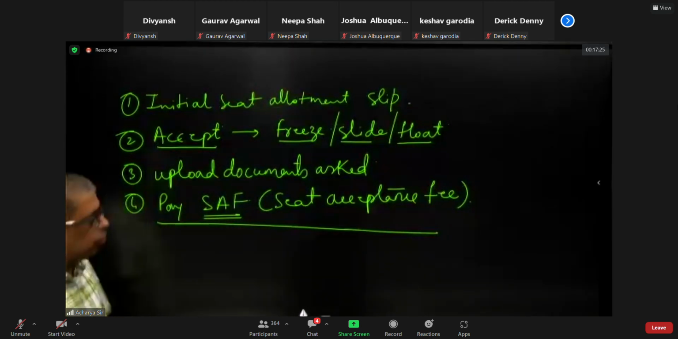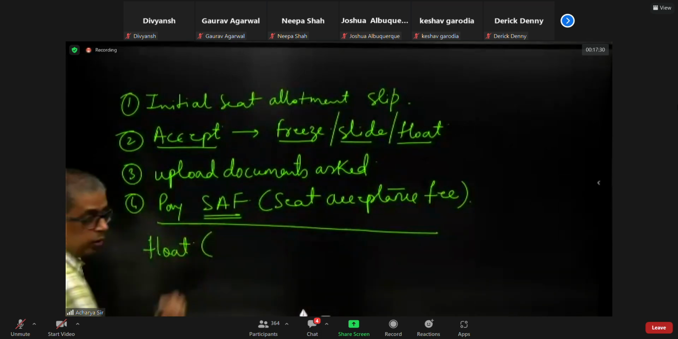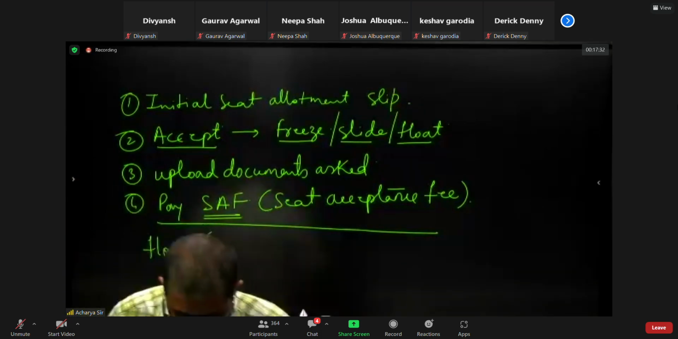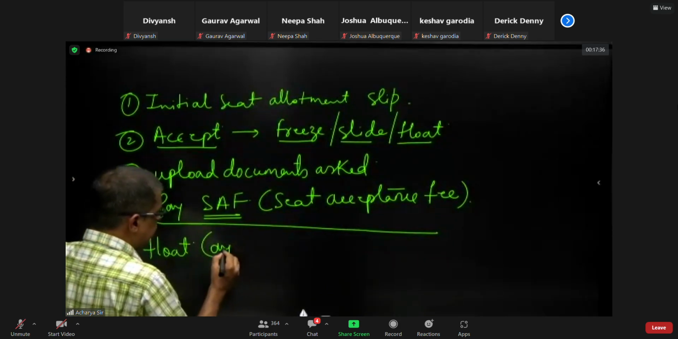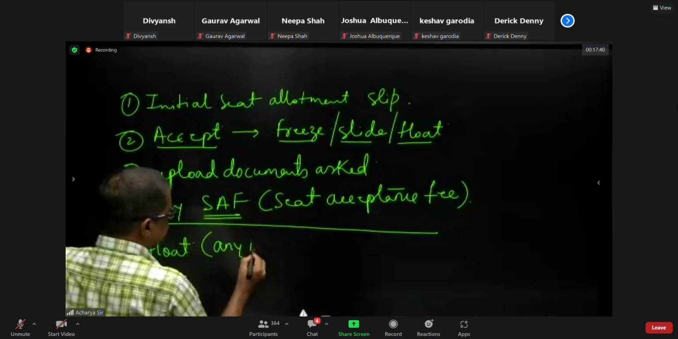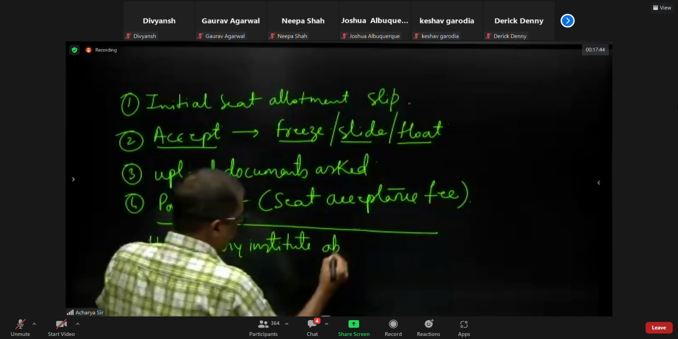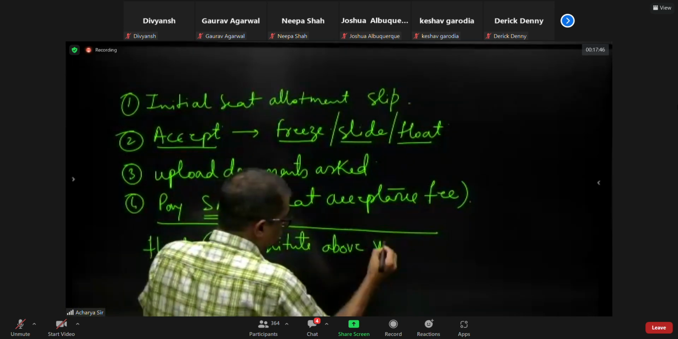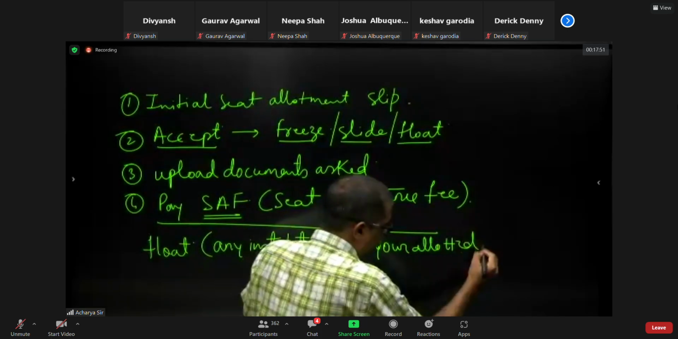When you say you float, when you say that you are opting for float, you are opting for any institute above your allotted option.